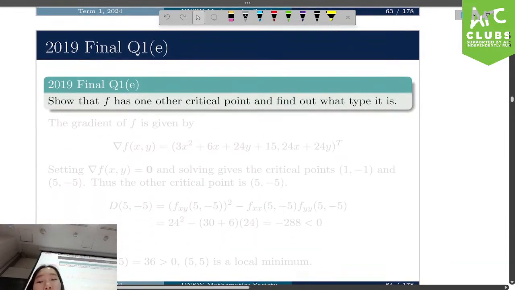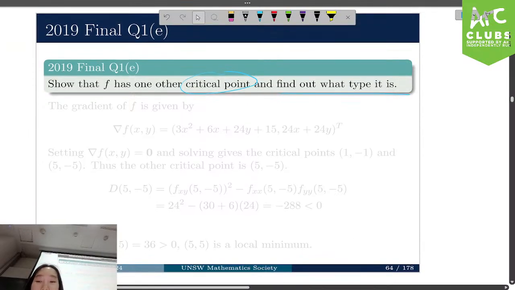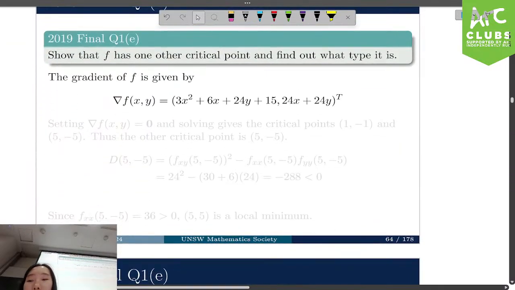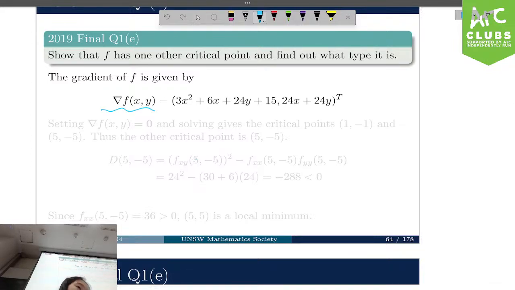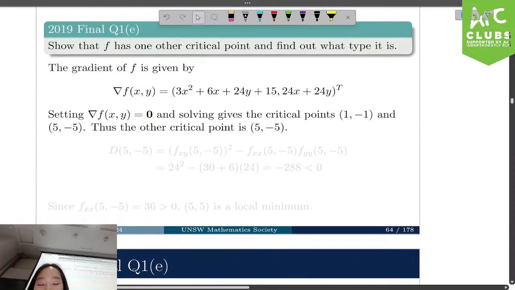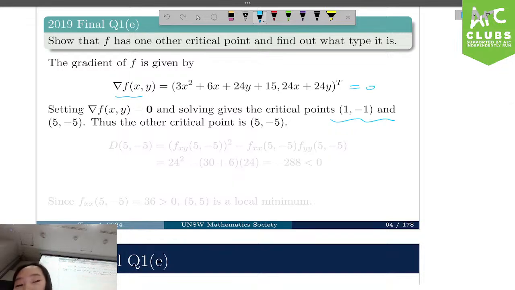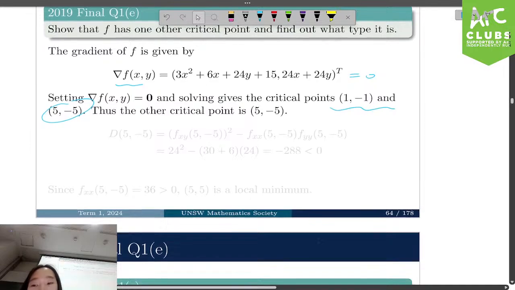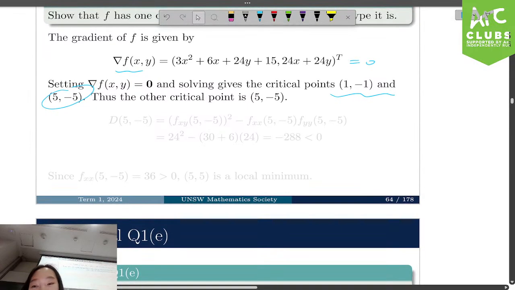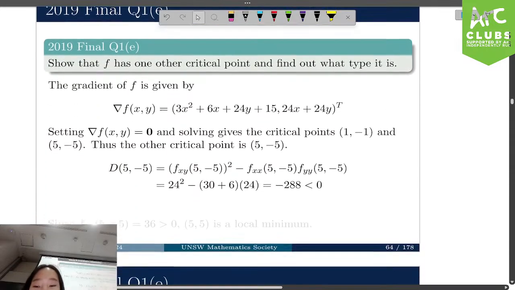And then show that f has another critical point and find out what type it is. So back to our nabla f, our gradient. We want to find another solution. If we set our nabla f equal to 0, we can get another solution, which is (5, -5). And we want to determine its type, so we need to get our determinant to check if it's greater than 0 or less than 0.